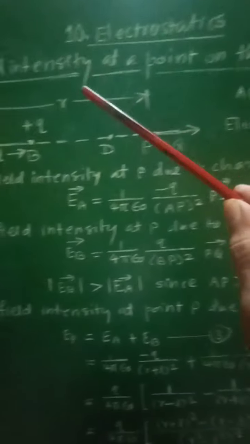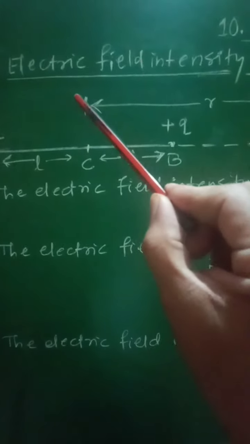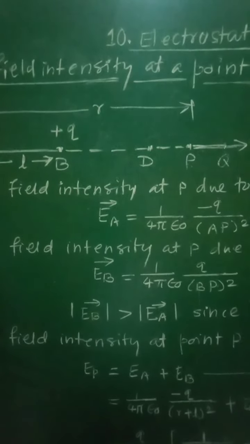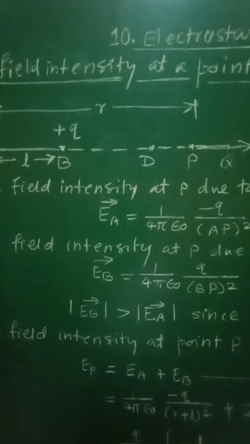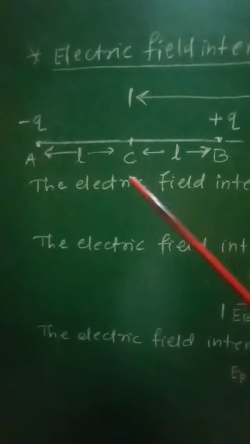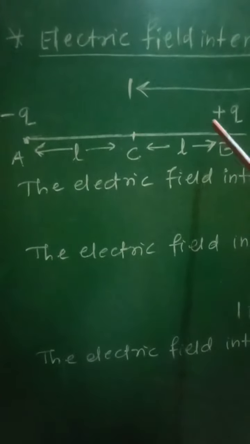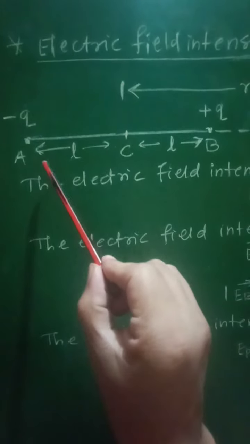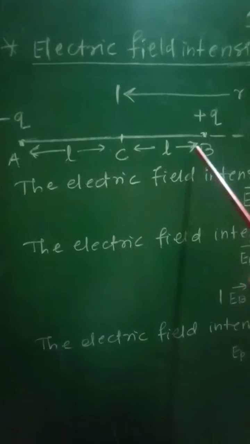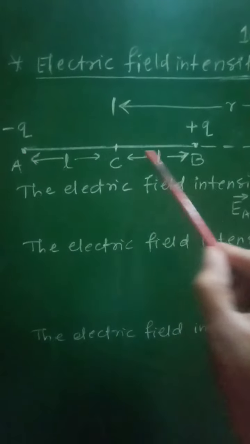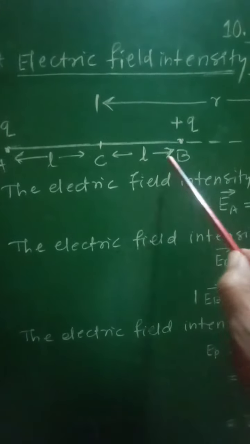In this topic, we have to obtain an expression for the electric field intensity at a point on the axis of an electric dipole, and therefore let us consider an electric dipole consisting of two charges minus q and plus q situated at the points A and B respectively, so that this AB will form an electric dipole.